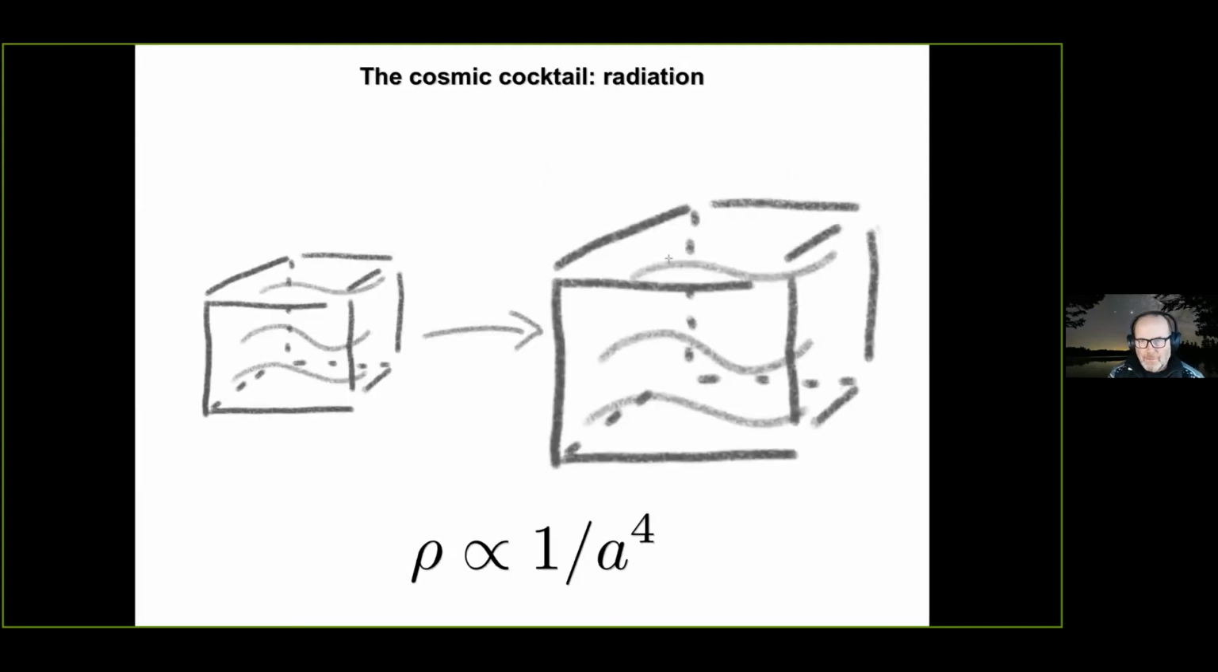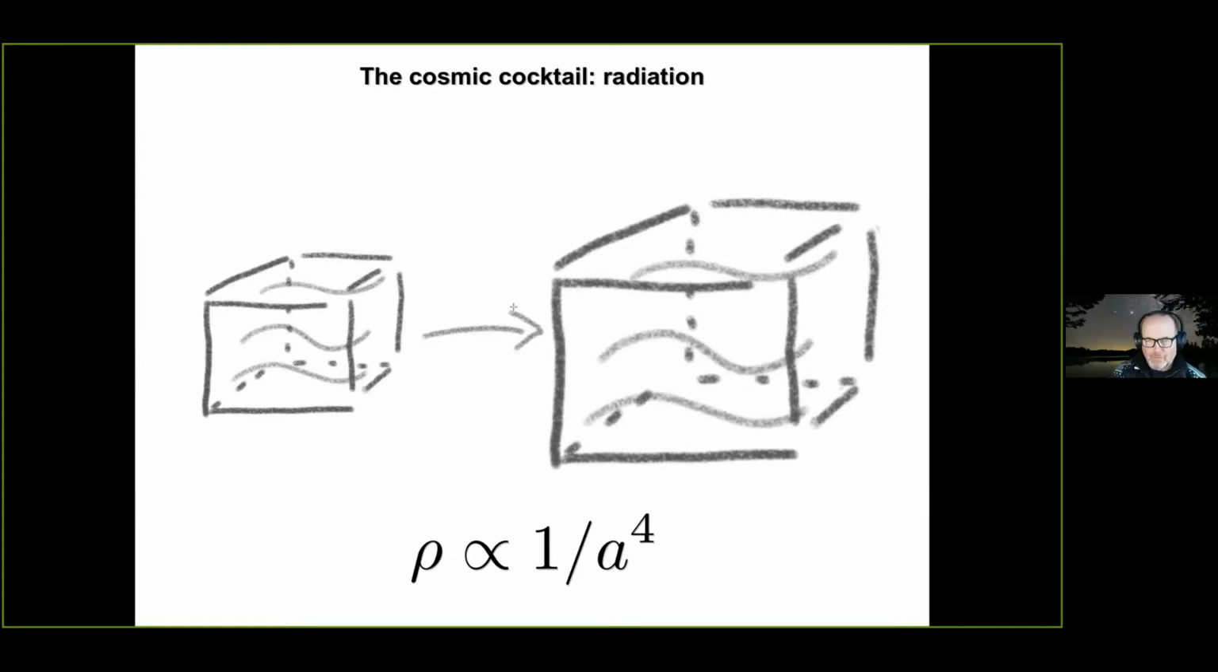The second type of component to my universe that I can pick is generically called radiation. This is any species that is relativistic, where the momentum of the particle is much, much larger than the mass. So this would apply to photons, for example, neutrinos up until very recently in the evolution of the universe, any massless species. Two effects happen.